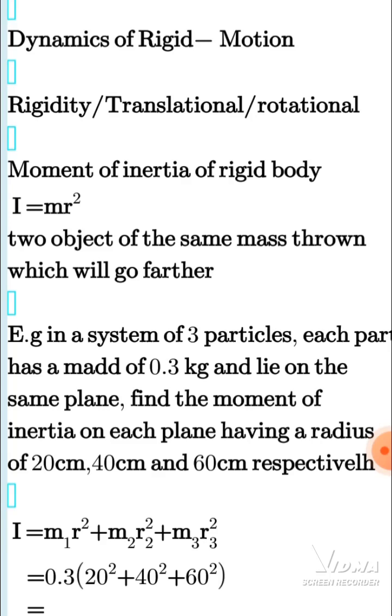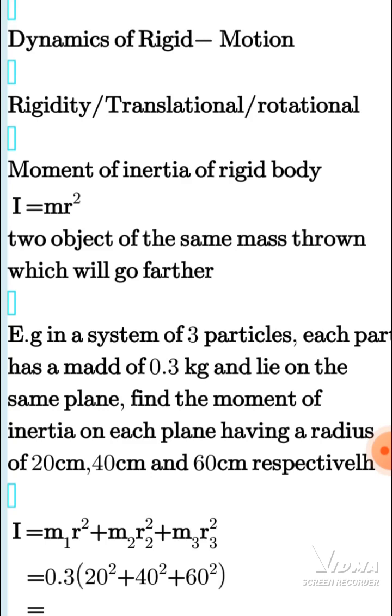In this video, what we'll be discussing is translational motion and rotational motion. We are less concerned with the other types of motion, and particularly we'll be discussing the moment of inertia of a rigid body, which is given as I equals mr squared.